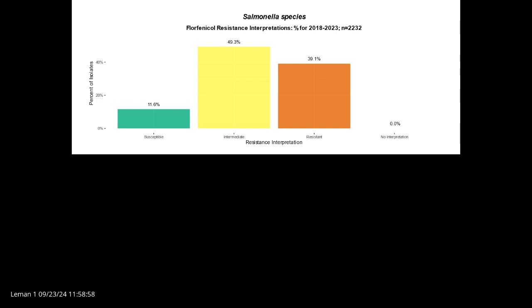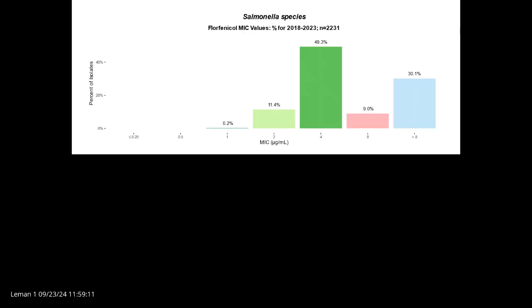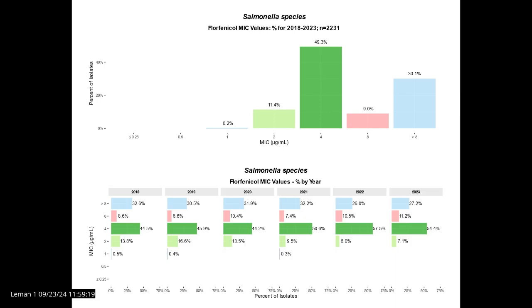Florfenicol is labeled for Salmonella cholerae suis. When we look at that interpretation, we've got greater than 50%, I take that back, greater than 80% are going to be in the resistant or intermediate categories, and that hasn't changed dramatically over time. When we look at the MICs, again, you'll see this kind of cluster up. That's where those intermediates are coming in and makes it a little bit harder to interpret, and that hasn't changed over time.